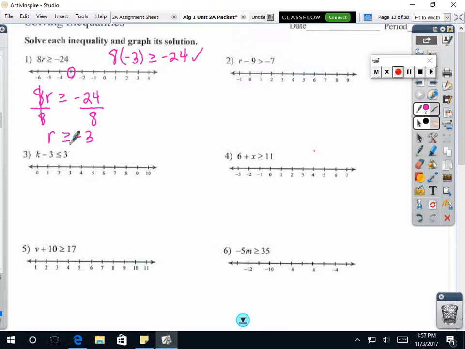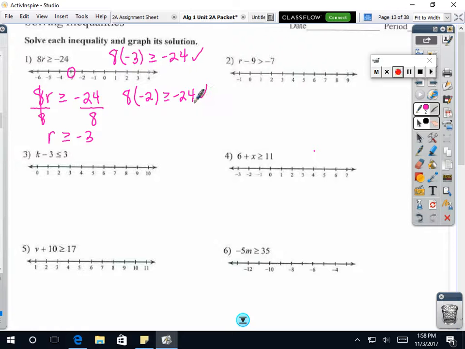Now let me plug in a number greater than negative 3, like negative 2. If I plug in negative 2, the left side becomes negative 16. Is negative 16 greater than or equal to negative 24? Yes, they're negative. So remember, the smaller, the better.